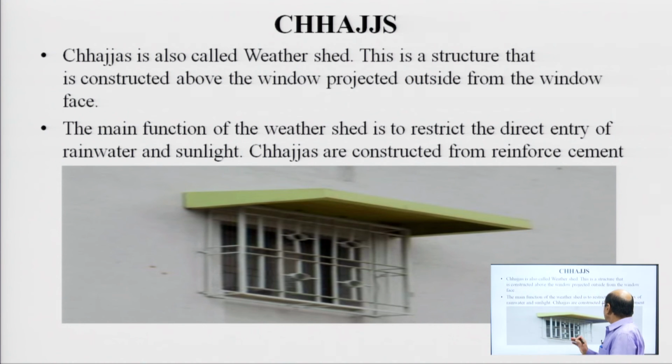Chhajjas are constructed from reinforced cement concrete, and you see here, this is the window, and above the window there is a structure projected outside of the wall to protect the window from the rainwater and the sunlight, you can say the direct entry of rainwater and sunlight. So, this is the chhajja or sunshade.